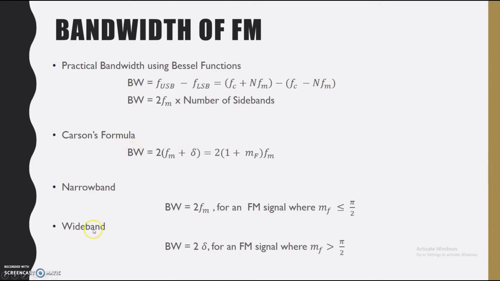Moving on to the wideband, where bandwidth is equal to 2 times sigma for an FM signal where m sub f is greater than pi over 2. So this is my topic, bandwidth of FM and the deviation ratio. Thank you for listening. Moving on to the next reporter.